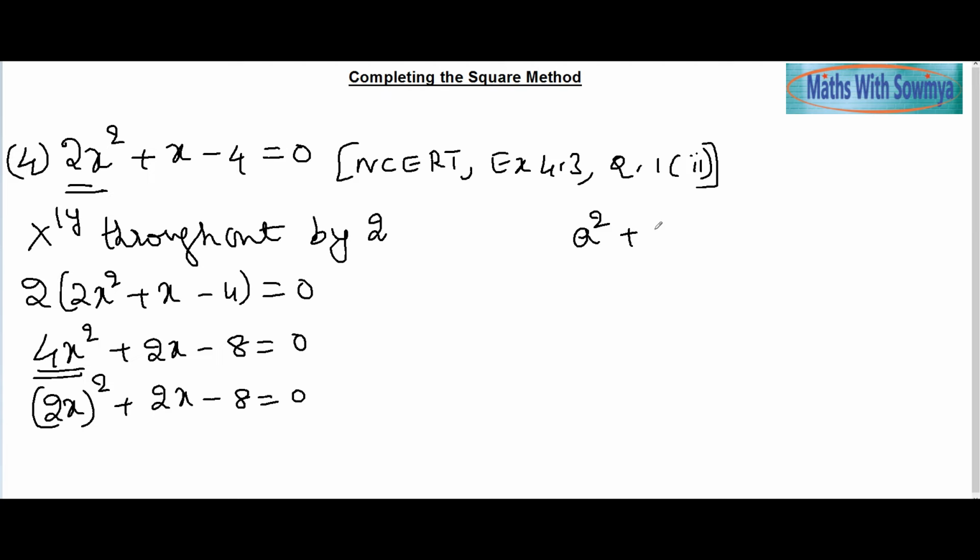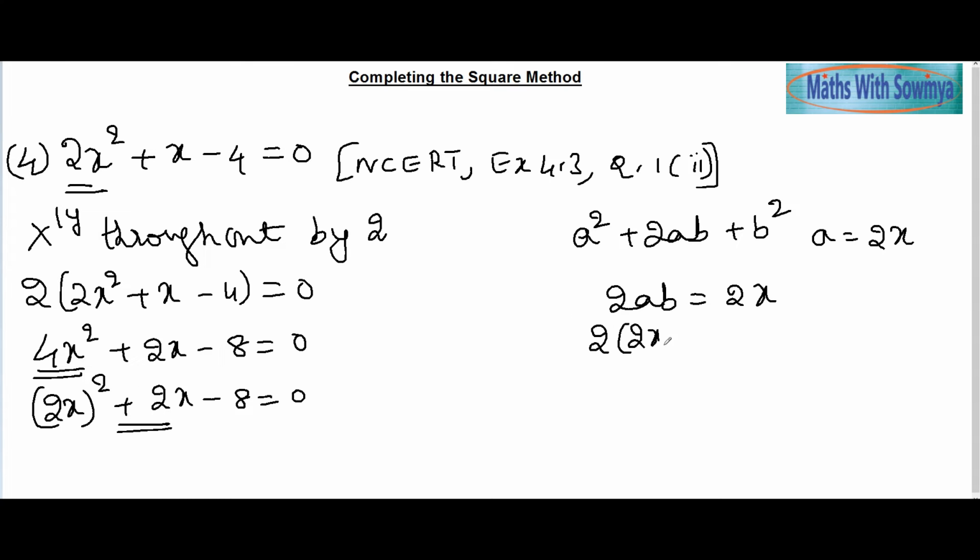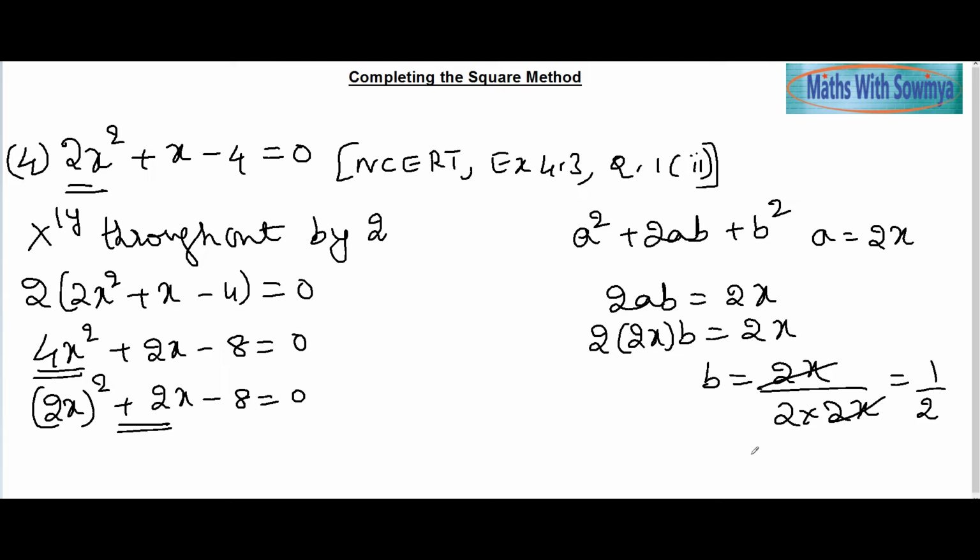Of the form a square plus 2ab here, if you can see. So I have to find b here, and in this case a is 2x. So 2ab is also 2x, so 2 into 2x into b. So what is our b? 2x divided by 2 into 2x. So half. So b is half. So we will add and subtract b square.